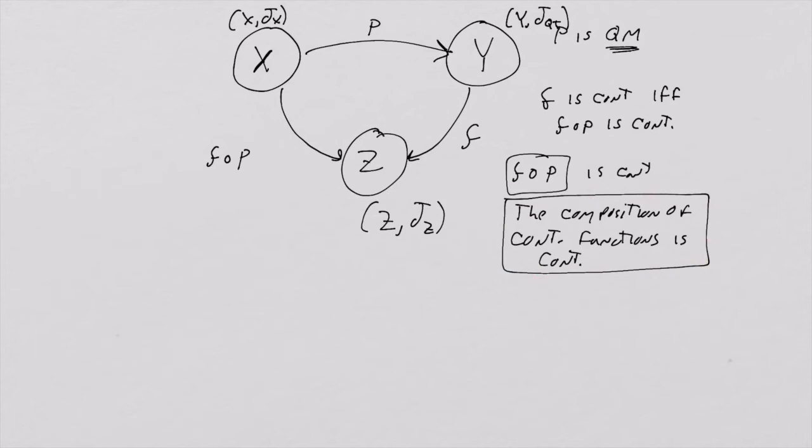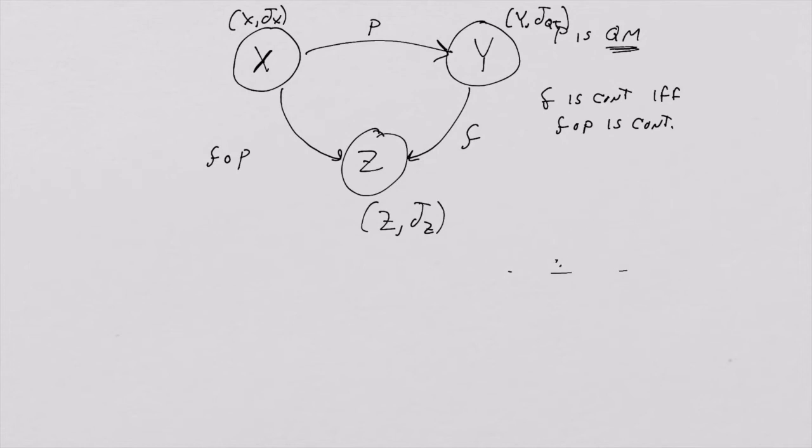Now let's do it the other way around. Now I'm going to assume that f after p is continuous, and I want to prove that f is continuous. So how is that going to work? I'll begin with a set W, which is an element of the topology of Z. That's another way of saying W is open in Z. Okay? So I start with that.